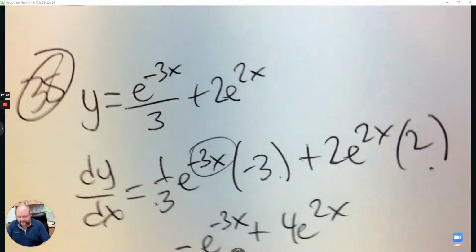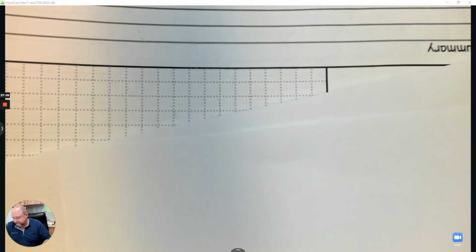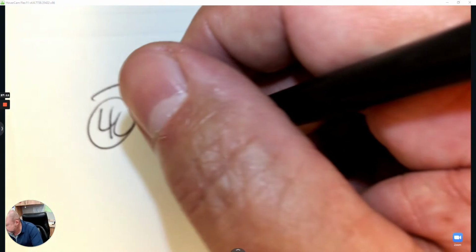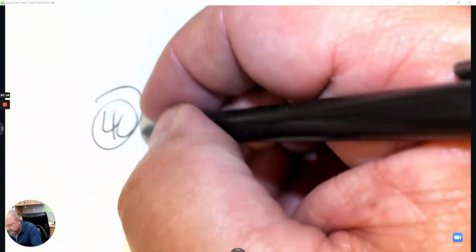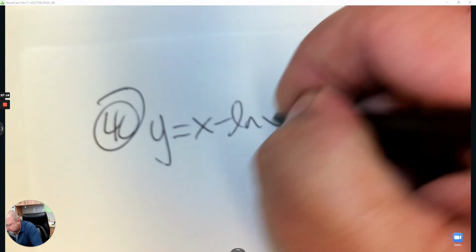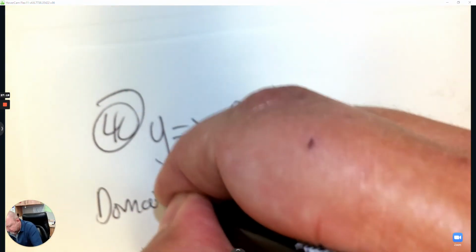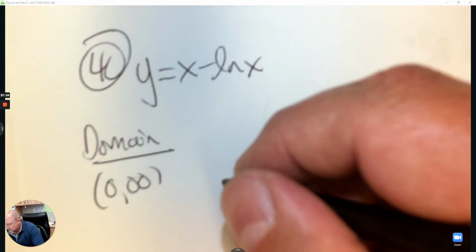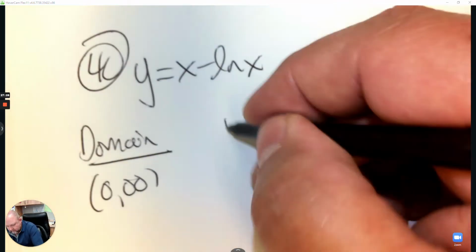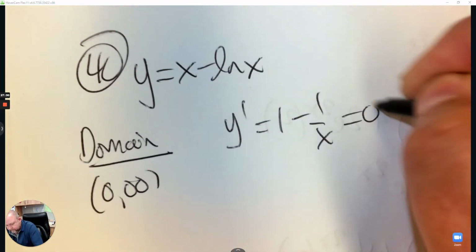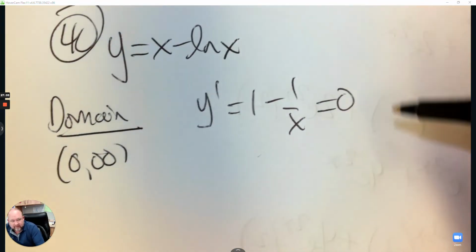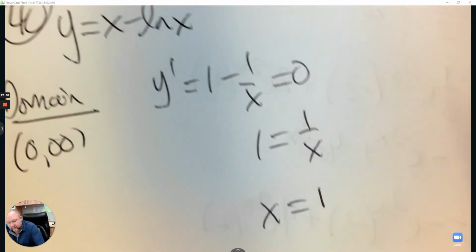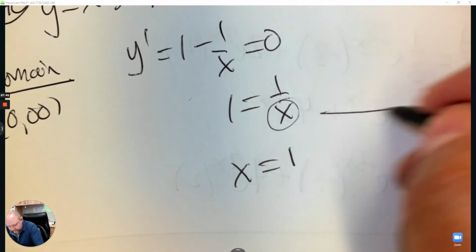40. Find the domain. Let's look at it first: y equals x minus ln x. Domain, because it's a logarithm, it has to be positive. Extreme points, the derivative. We already know x can't equal 0, so that's not the answer. The other answer is positive 1.